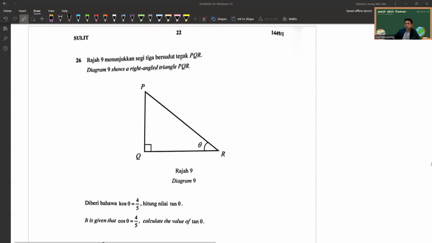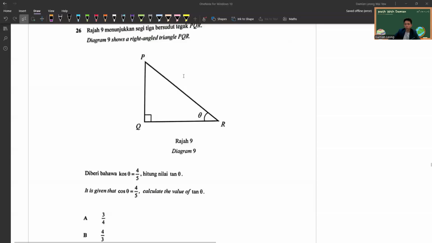Then question 26 is trigonometric ratios. Cos theta is 4 over 5. I want tangent theta. Cos theta is 4 over 5, so I use SOH CAH TOA.